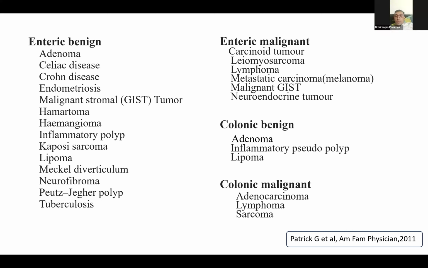Commonest will be polyps, followed probably by Meckel's diverticulum, lipomas and tumors. Am I correct, sir? Again, tuberculosis is also very uncommon to cause intussusception. Tuberculosis and Crohn's, most of the time they present with strictures and obstruction rather than intussusception. Anything which involves a lot of fibrosis will not produce intussusception, sir.